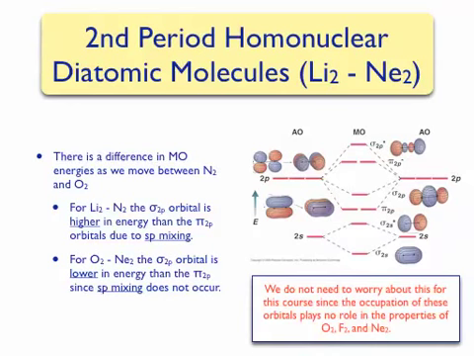Note that in this class we won't worry about this since the occupation of the sigma and pi 2p orbitals does not play a role in the properties of oxygen, fluorine, or neon. Therefore, we will use the orbital occupation diagram on the right for all of our MO diagrams. This molecular orbital diagram, along with its appropriate labels, will be given to you for any exam or quiz.